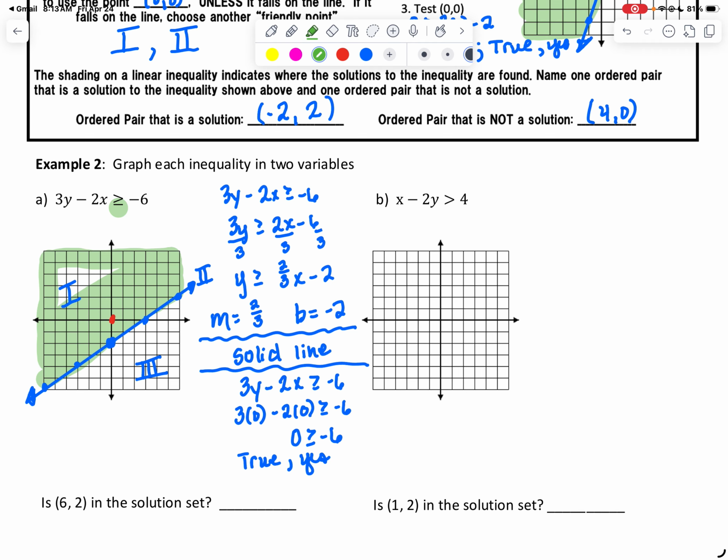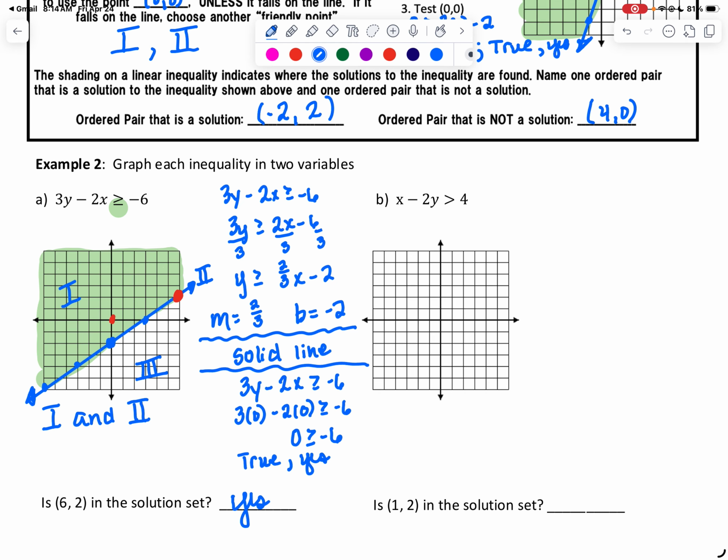So in this particular inequality, everything in region 1 is a solution, and everything on the line, region 2, is a solution because the line is solid. There's where our solutions are. So let's answer this question. Is (6, 2) in the solution set? Well, let's graph (6, 2). 1, 2, 3, 4, 5, 6, 1, 2 would be right there. That's region 2. So in this case, it is a yes.